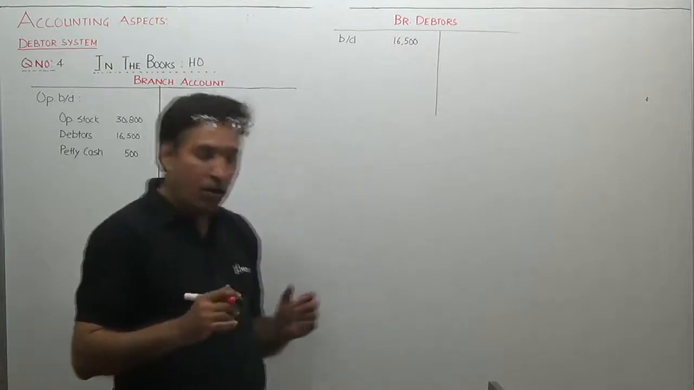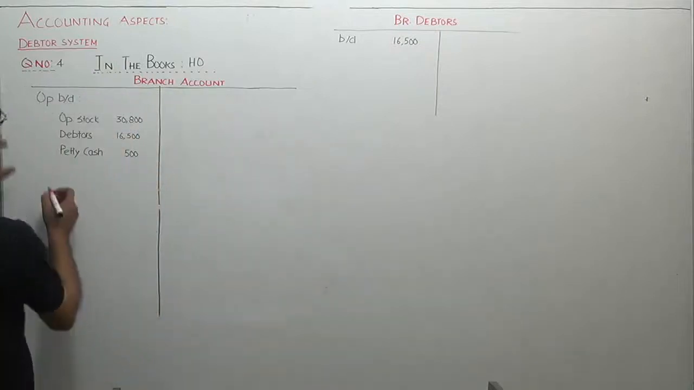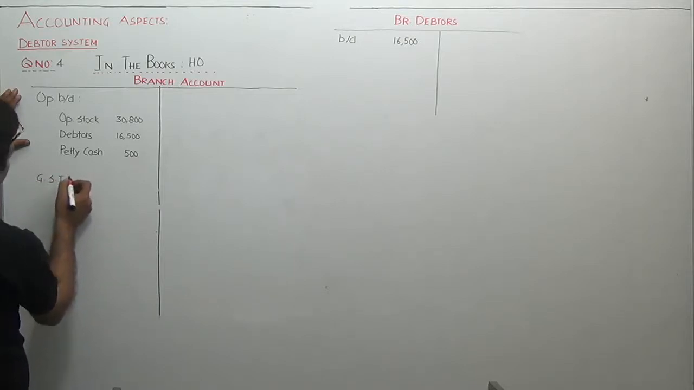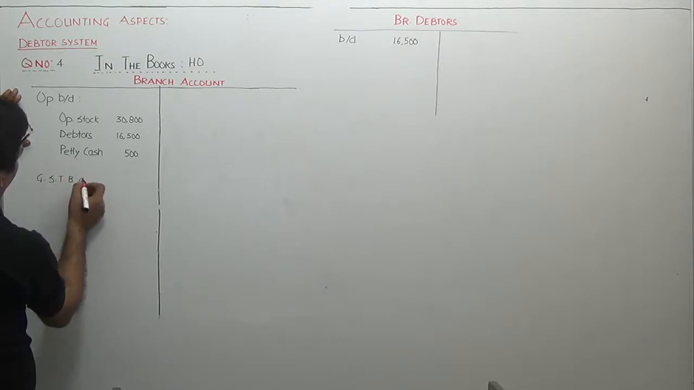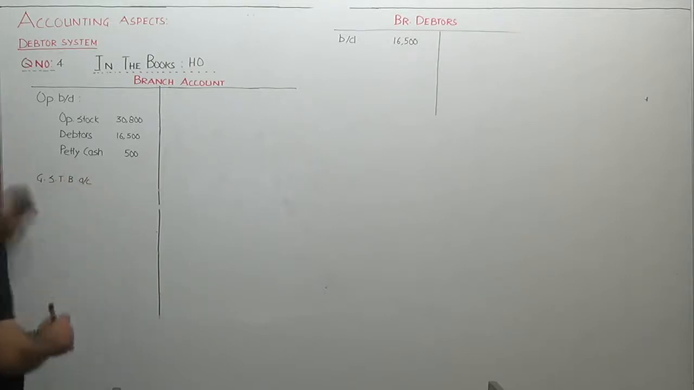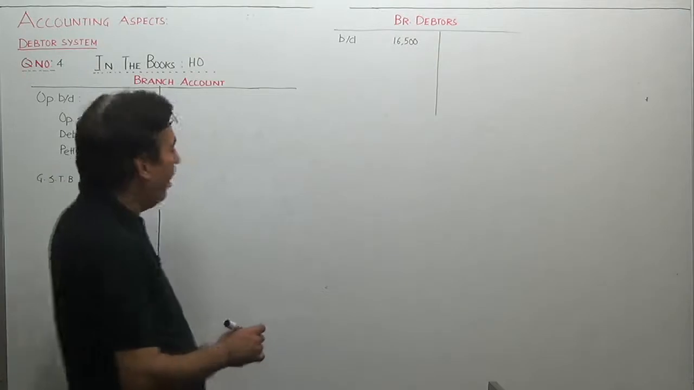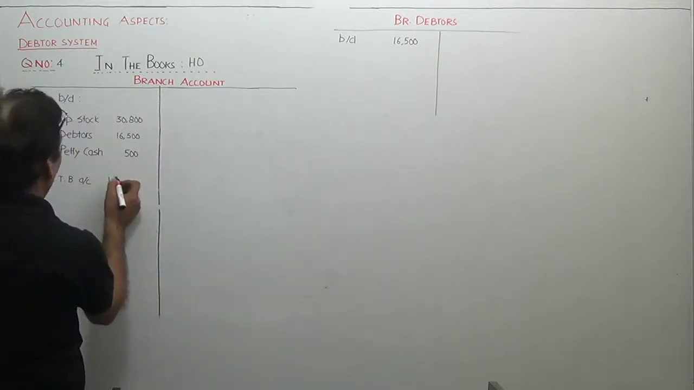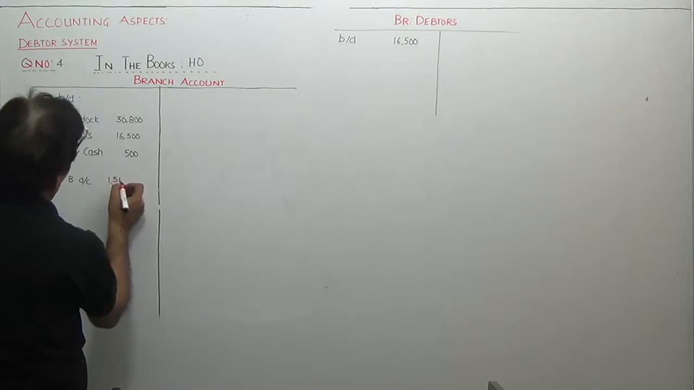Then goods supplied to the branch. Goods supplied to the branch signifies that this year head office sent goods to branch. Goods sent to branch account. The amount given to you is 1,51,200. So you are going to write down here 151,200.